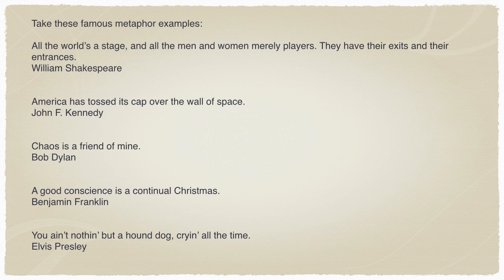Second is from John F. Kennedy. America has tossed its cap over the wall of space. What he means is that they have made a path, or they have traveled to the space. It doesn't mean that they have thrown some kind of a cap into the space. Third one is chaos is a friend of mine. This is Bob Dylan, a famous singer. And when he says chaos is a friend of mine, chaos is, see, a state. It's not a person. But when he says chaos is a friend of mine, he probably refers to the kind of chaos that surrounds him all the time.